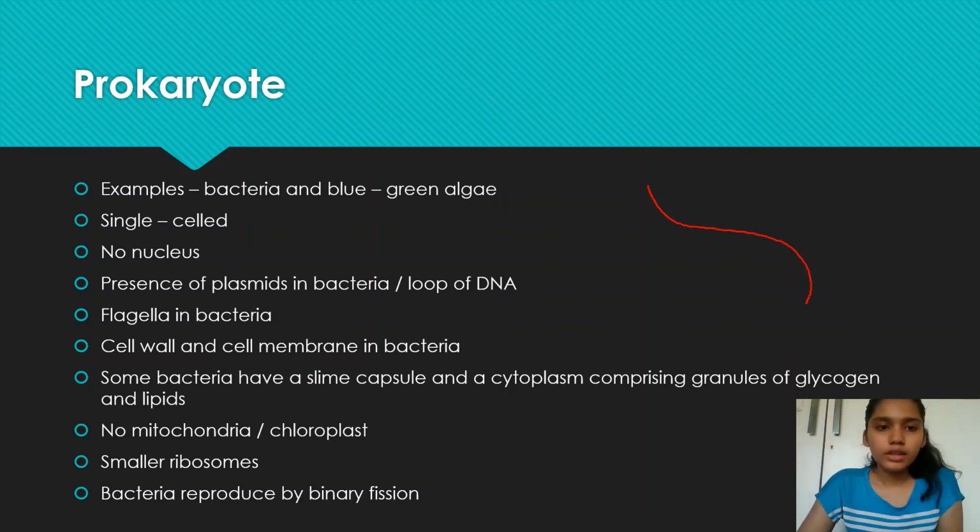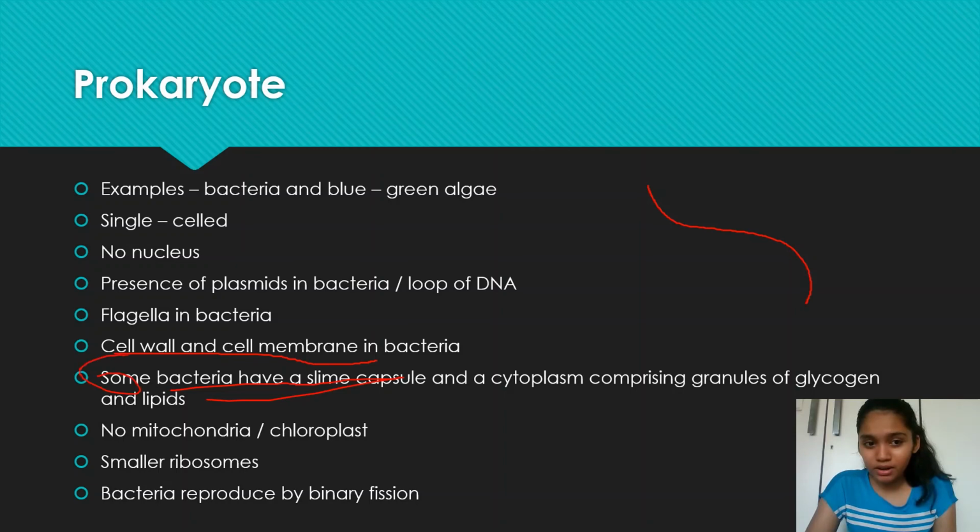They have a cell wall and cell membrane. So when they ask you which two structures are present in bacteria, you can write cell wall, cell membrane, you get 2 marks. That easy. Some of them, some being the keyword, have a slime capsule and a cytoplasm containing granules of glycogen and lipids. They have no mitochondria or chloroplast. They have smaller ribosomes and they reproduce by binary fission, which is basically brought about by mitosis, which you will learn about later.